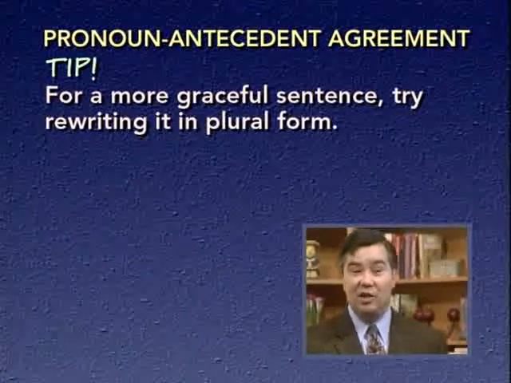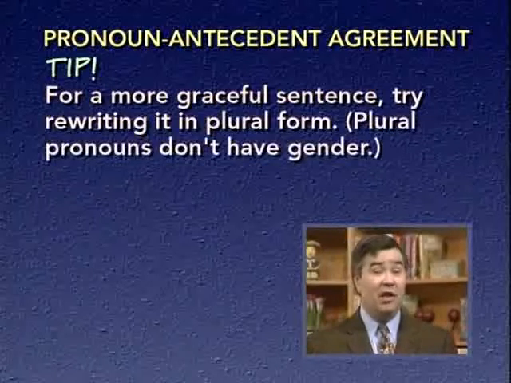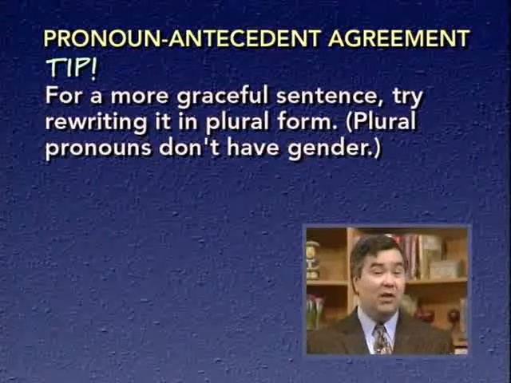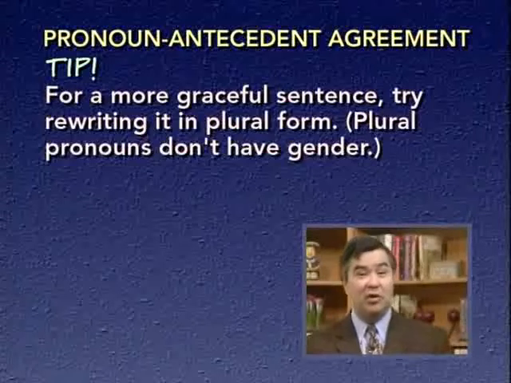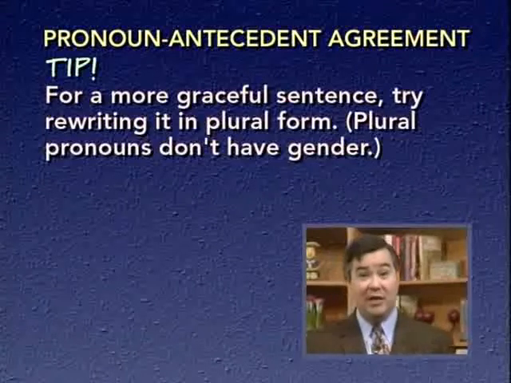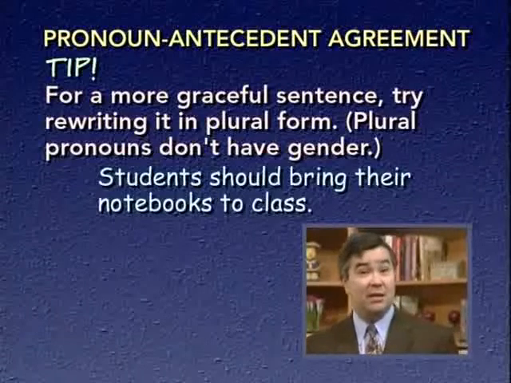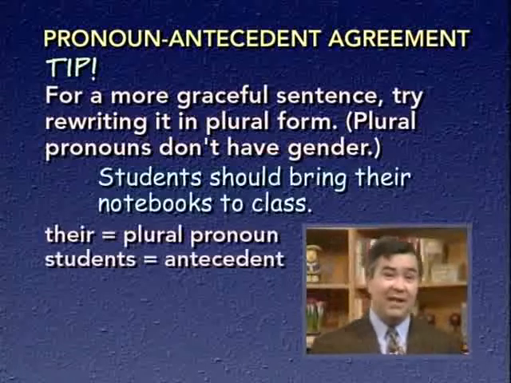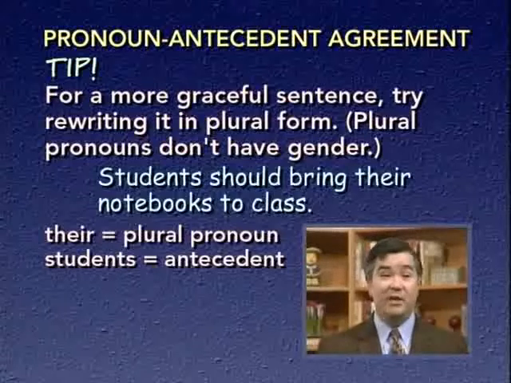Here's the clever thing about the English language. As we've seen, in English, plural pronouns don't have gender. There's no masculine or feminine. You use they, them, and their, no matter whether you're dealing with male, female, or neuter antecedents. So if you make a sentence like this plural, you get beyond the gender issue altogether. So this sentence, everyone should bring his or her notebook to class, could be rewritten the following way. Students should bring their notebooks to class. Now we've used the plural pronoun there to refer back to the antecedent students, and there is neither masculine nor feminine. It includes males, females, what have you.